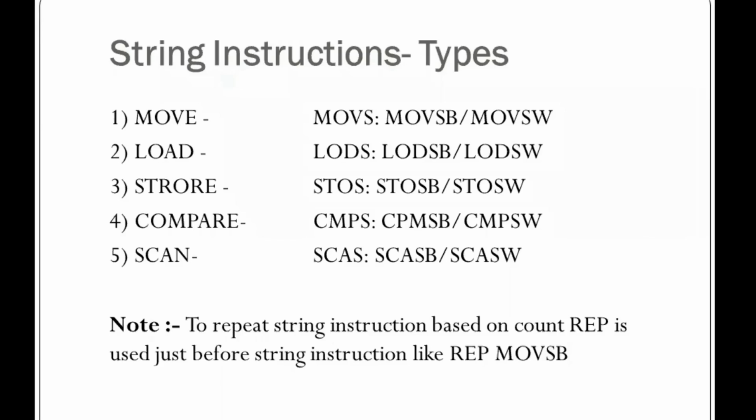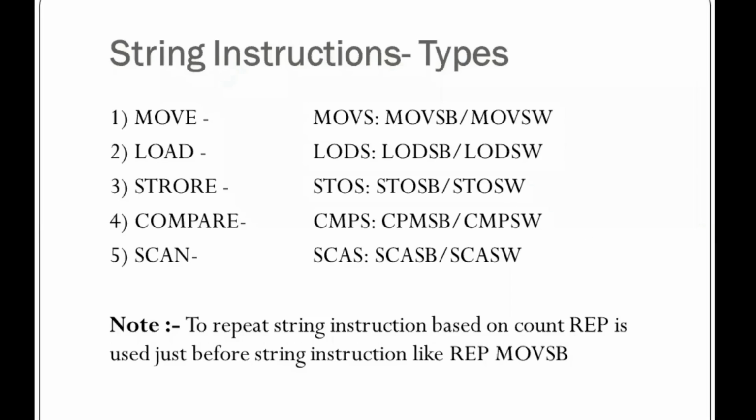For example, if I want to transfer 8 bytes of data from one segment to another segment, this 8 is kept in CX, and the data of one segment will be transferred to the other segment based on the CX value. Now the CX value is 8. It means that 8 times we have to iterate.